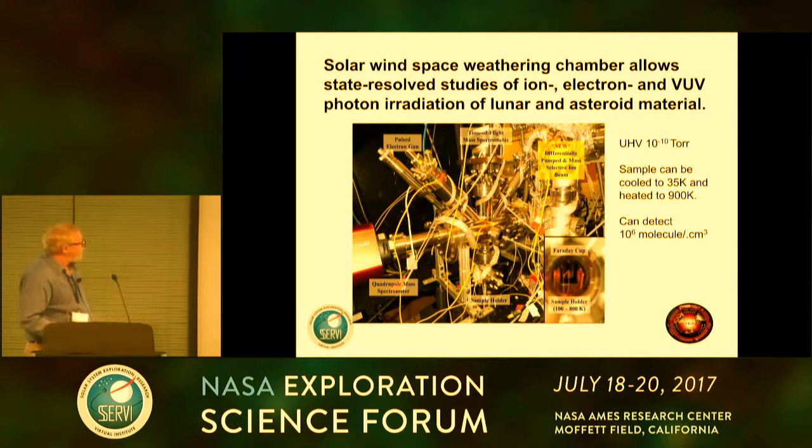This is an example of one of the machines that we have that allows us to do this. This is equipped with an ion beam, an electron beam, a VUV photon irradiation source, and what you can't see is behind all of this is another laser that allows me to do very sensitive detection of the molecules that leave the surface. This chamber pressure is 10 to the minus 10 torr. The sample can be cooled from 35 Kelvin to 900 Kelvin.